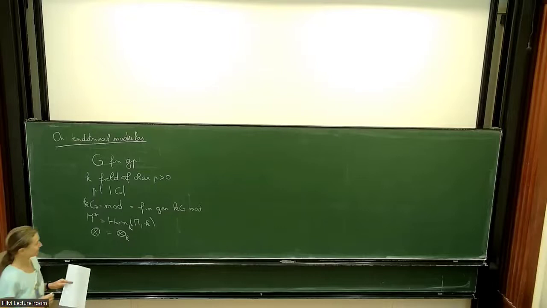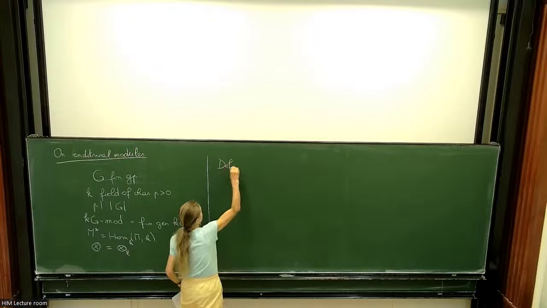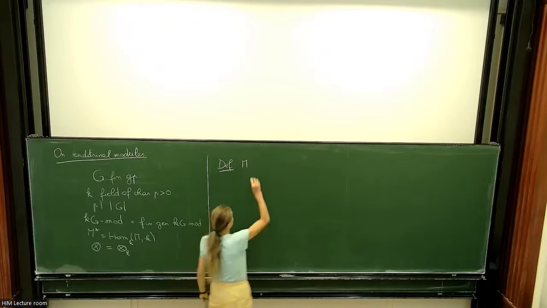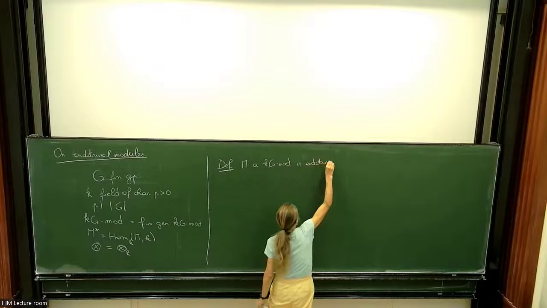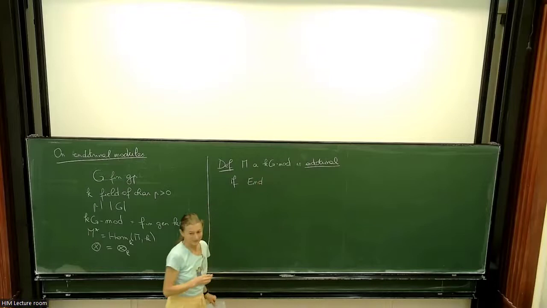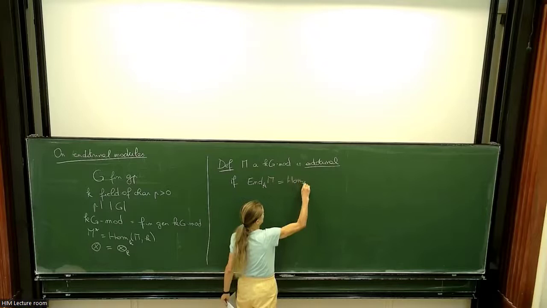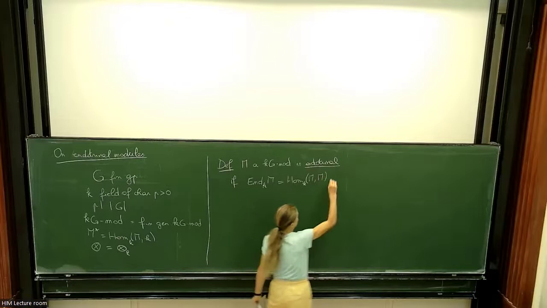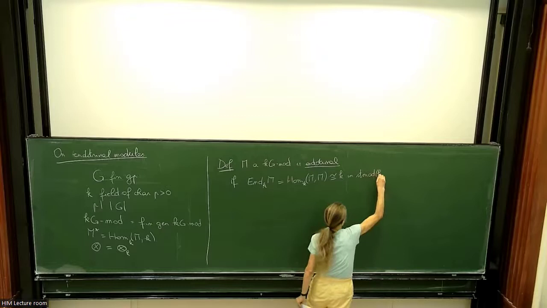Right, so this is the background. And over this background, I can set up the main definition, which is that of an endotrivial module. So M, a KG-module, is endotrivial if, well, I start with a definition which motivates the name endotrivial. If its endomorphism algebra, so this is taking the K-vector space homomorphisms from M to M, which is a KG-module, is isomorphic to K in the stable module category, which I denote as stmod KG. So this justifies the name.